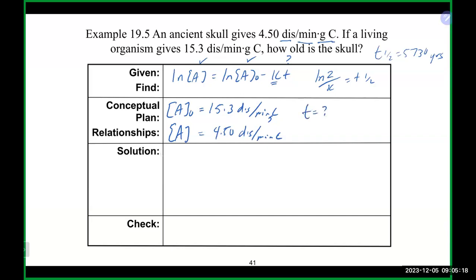So using our half-life equation here, our decay constant once again will be the natural log of 2 divided by our half-life, and that's going to give us the natural log of 2 divided by 5730 years. So that will get us natural log of 2 divided by 5730. It's going to give us 1.21 times 10 to the minus 4 reciprocal years as our rate decay constant.